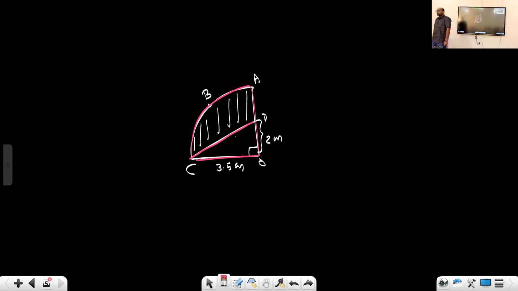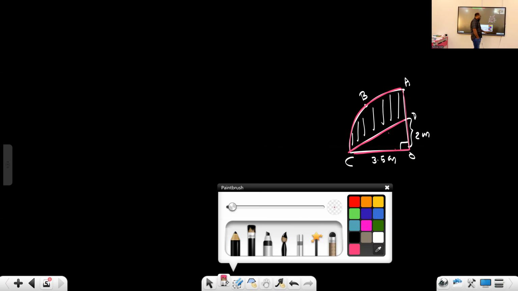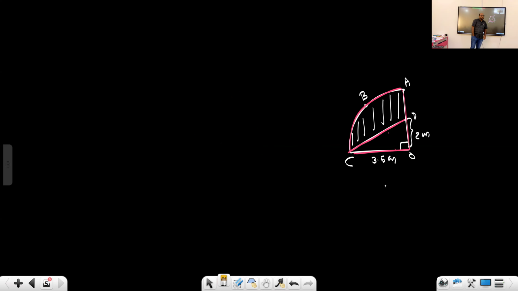Area of the shaded region equal to area of quadrant minus area of triangle OCD. What is the quadrant area? 1 by 4 pi r square. And triangle area half into base OC, height is OD.